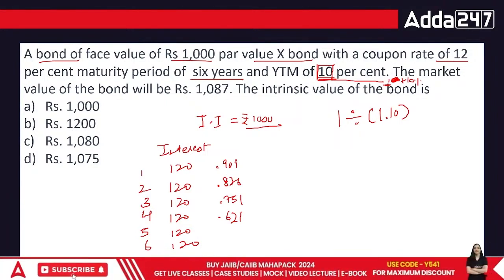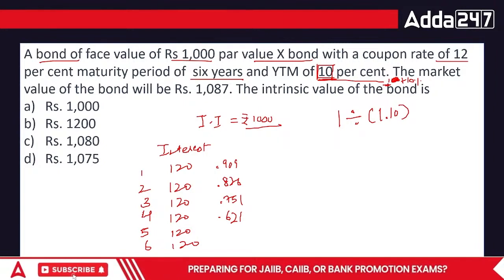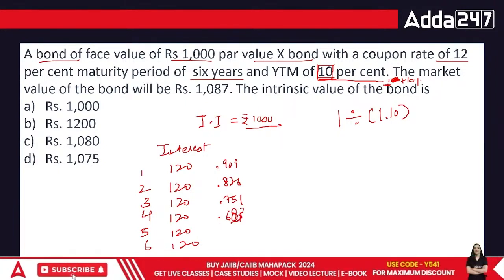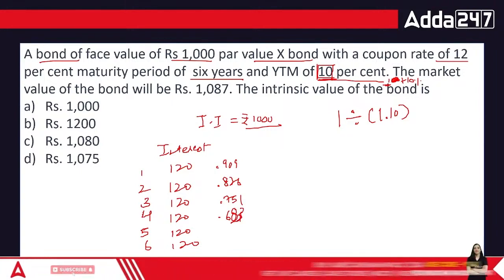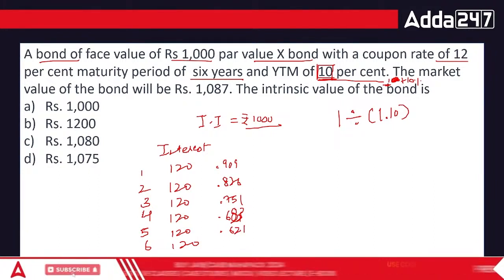First it will give you 0.909. Click on it again. It gives you 0.826. Click on it again. It gives you 0.751. Then it gives, sorry, 0.683. Then the next one is 0.621. And the last one is 0.564.